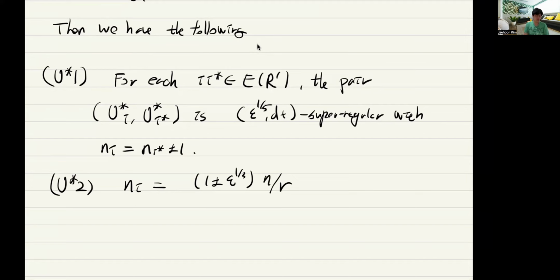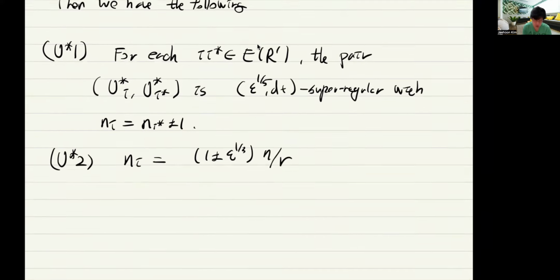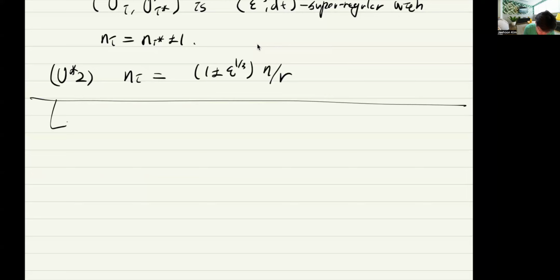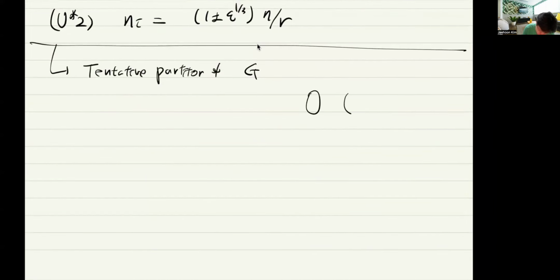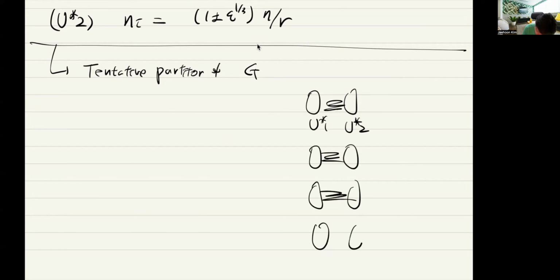Okay. So now you have some tentative partition of G. So what you have in G, you have U star 1, U star 2. This is superregular, superregular, superregular.